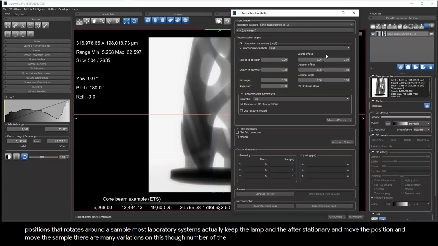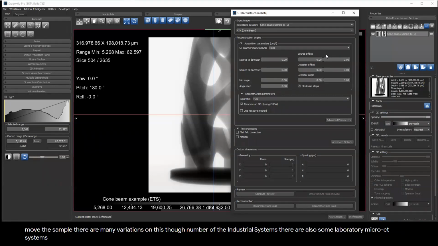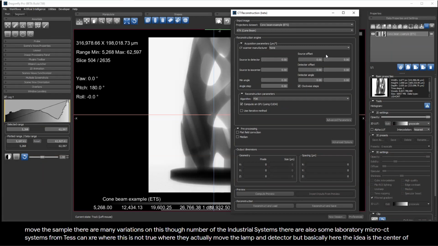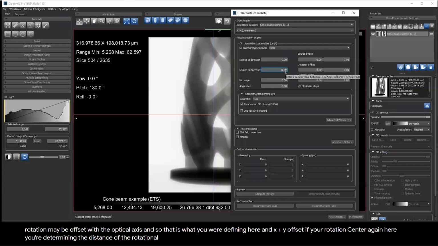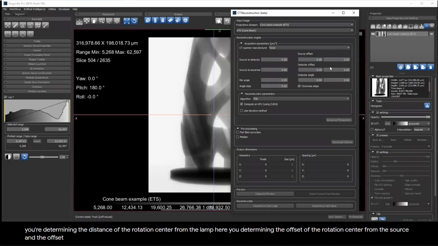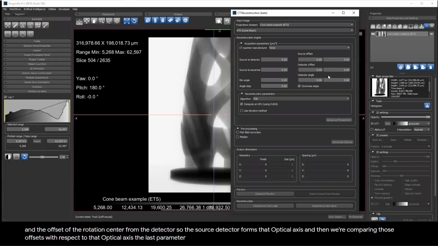A number of the industrial systems, and also some laboratory micro CT systems from Tescan XRE, are not like this, where they actually move the lamp and detector. But basically the idea is the center of rotation may be offset from the optical axis, and that is what you are defining here, an X and Y offset in this case in microns. Here you're determining the offset of the rotation center from the source and from the detector. The source and detector form that optical axis, and we're comparing those offsets with respect to that optical axis.